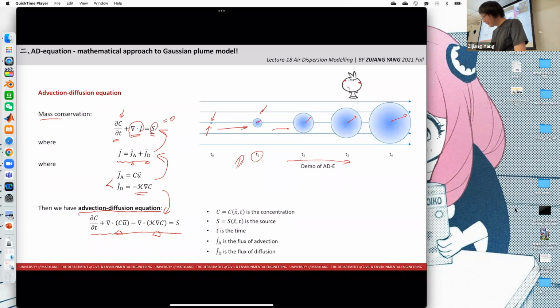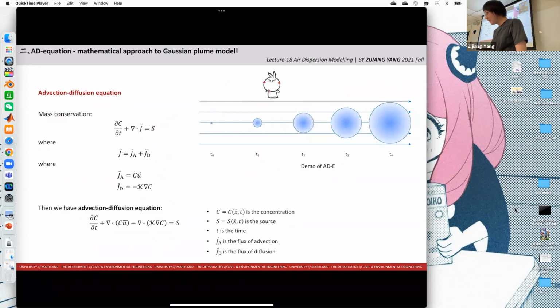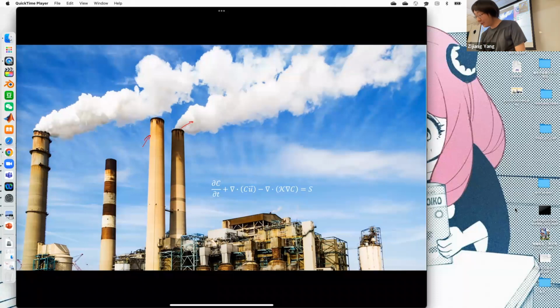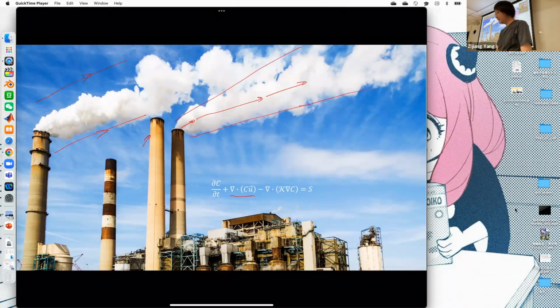This is a little bit abstract, so we can look at an example. Suppose we have a stack here and it emits air pollutants. From this picture, we can also see that the wind is blowing in this direction. In this case, the advection refers to the particles that move with this wind. And we can also see that the size of the plume, in general or on average, is increasing. This is reflected by the diffusion term.